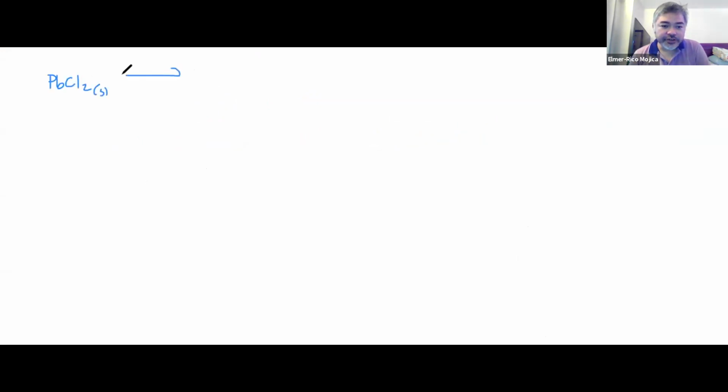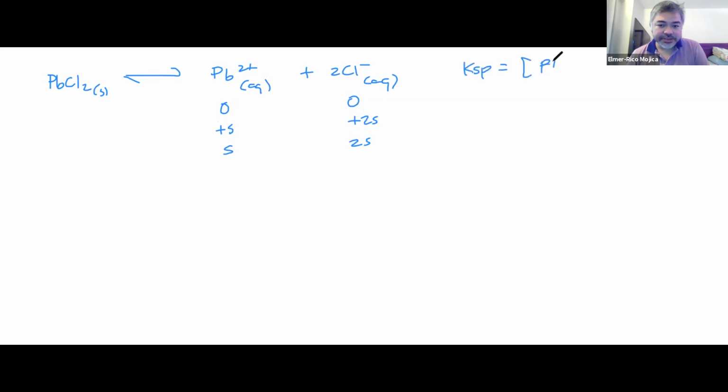When they dissociate, they would form Pb2 plus and 2 chloride. Looking at the dissociation, initially you don't have any, and then you form plus s and plus 2s. So the Ksp equals Pb2 plus times chloride squared. Then you replace it with what you have there. This is an s and this is a 2s, so you have 2s squared. In the end, this will be 4s cubed equals the Ksp. So what's the one being asked? You're asked for the Ksp, and you have there 1.6 times 10 to the negative 2 moles per liter.